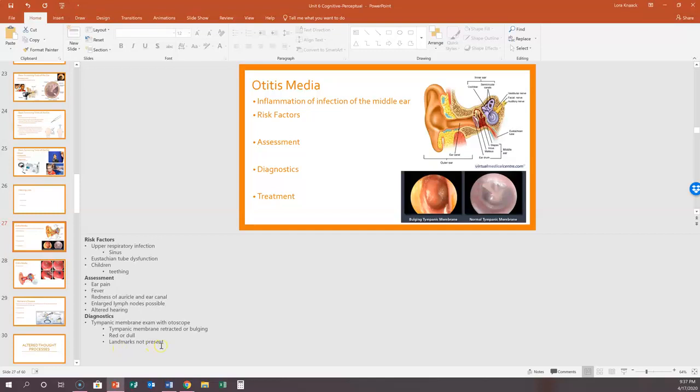The best way to diagnose this is with a tympanic membrane exam and an otoscope. We look for it to be retracted or bulging, red, or very dull. If it's even paler than this, then we know there's an interruption of fluid or interruption of perfusion. And then landmarks not present. What does that mean? Like the cone of light, you can't see that. You can't see the little bones inside here. So we know that that's a problem.